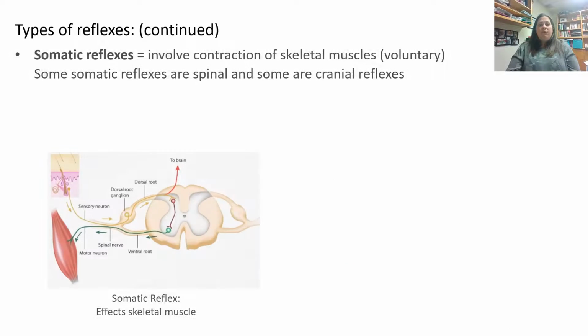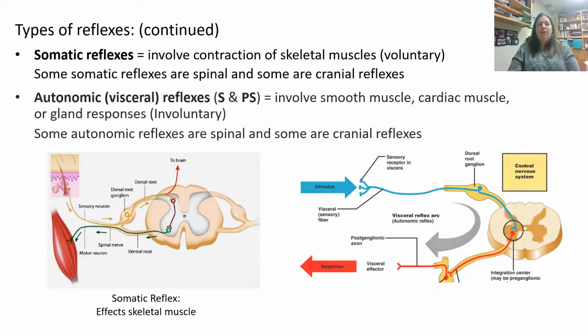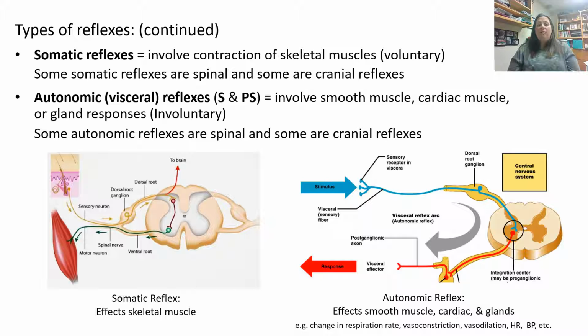Now, with these types of reflexes, we're going to look at some somatic reflexes. These involve contraction of your skeletal muscles, which are voluntary. Some somatic reflexes are spinal and others are cranial. And we also have autonomic or visceral reflexes. These are going to be controlled by your sympathetic or parasympathetic nervous system. And this is going to involve smooth muscle, cardiac muscle, or gland responses. These are involuntary. Now, some autonomic reflexes are spinal and others are going to be cranial.